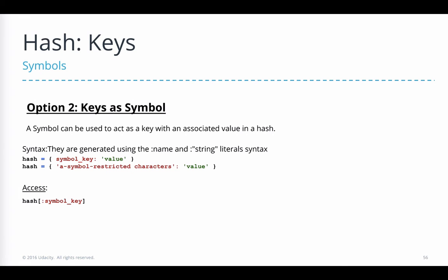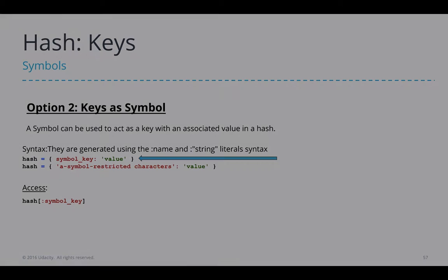Let's examine using keys as symbols. A symbol can be used to act as a key with an associated value in a hash. The syntax: symbols are generated using the :name and :string literal syntax. That means that a hash can have a symbol :value syntax, or a hash can define the key as a symbol by using quotation marks followed by a colon followed by a value.